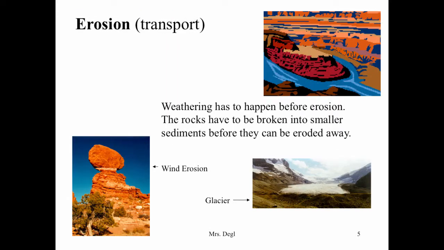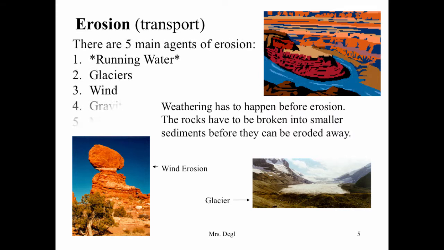All right, so let's talk about erosion, which means to transport, to move. There are 5 main agents of erosion. Running water is definitely the number one. It's what helped form the Grand Canyon. Glaciers, wind, gravity, and then sometimes we even throw in humans. I would rather focus on the first 4, which are water, glaciers, wind, and gravity.